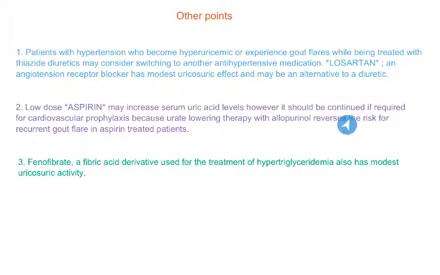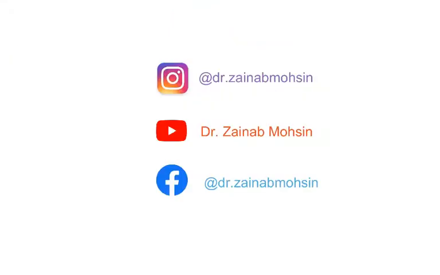However, it should be continued if required for cardiovascular prophylaxis because urate-lowering therapy with allopurinol reverses the risk of recurrent gout flare in aspirin-treated patients. Fenofibrate, which is a fibric acid derivative, is used for the treatment of hypertriglyceridemia, also has a modest uricosuric activity. That's it for today.